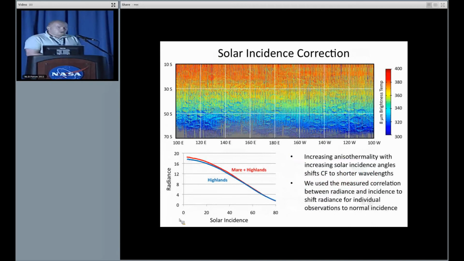We do need to apply a correction to our data to account for anisothermality caused by the extreme roughness of the surface and increasing solar incidence angle, basically different temperatures within each Diviner pixel, and that causes the Christiansen feature to shift to shorter wavelengths as you get away from equatorial noon. And at this point, we're using an empirical correction between radiance and incidence to shift individual observations back to a normal incidence.